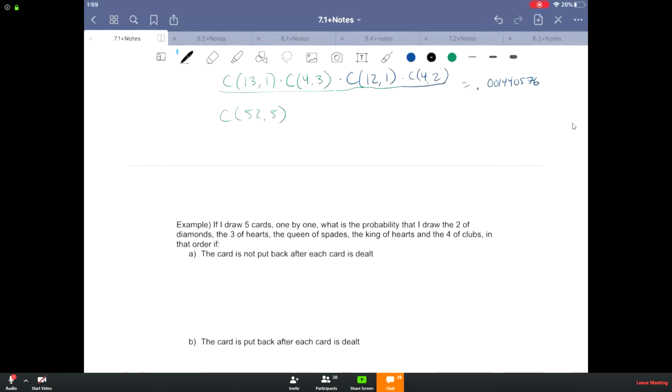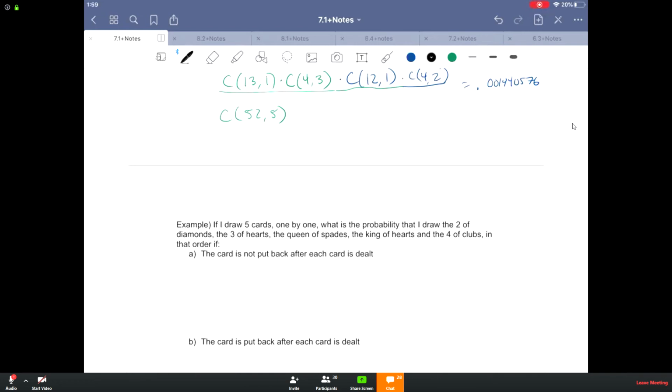All right, so a little bit different of an example. If I draw 5 cards, one by one, what is the probability that I draw the 2 of diamonds, 3 of hearts, the queen of spades, the king of hearts, and the 4 of clubs in that order? Okay, in that order, if part A, the card is not put back after each card is dealt.